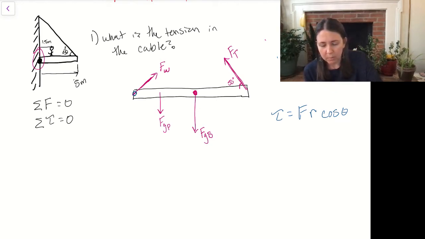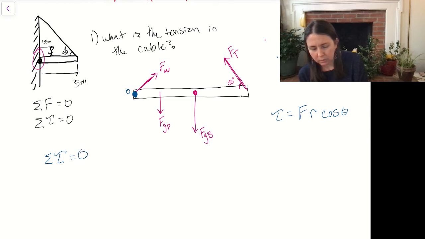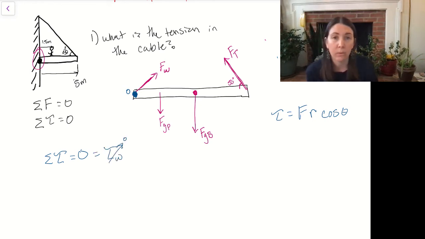And so if I put my axis of rotation here at the end, I'm just going to call that 0, axis of rotation, then I don't have any torque due to the wall, the force by the wall. So I sum my torques. The sum of my torques will be equal to 0. And now I can start talking about whether the torque is positive or negative. So again, the torque due to the wall is going to be 0 because there is no lever arm. There's no radius.